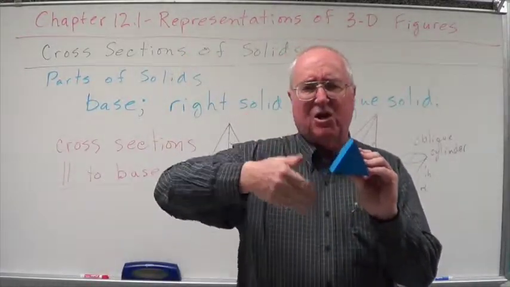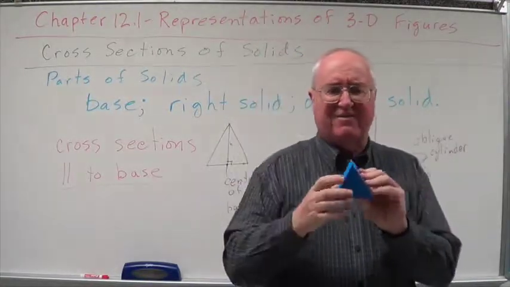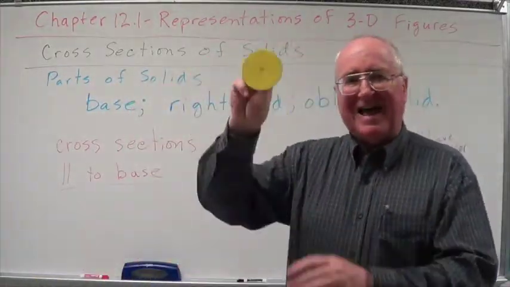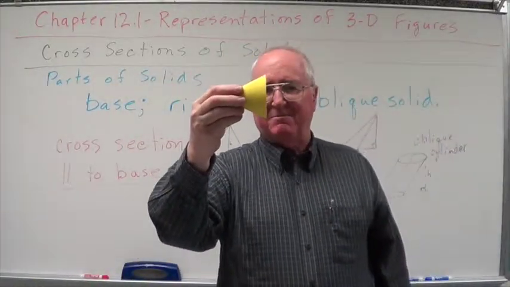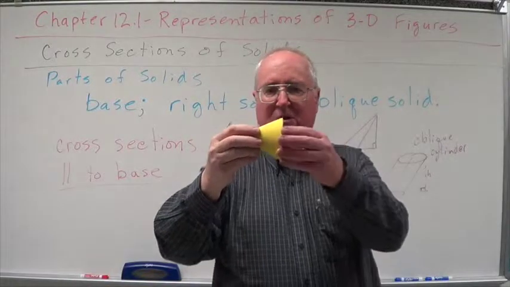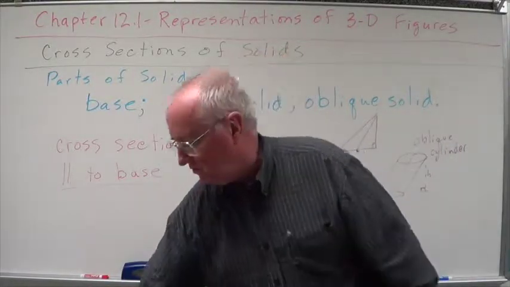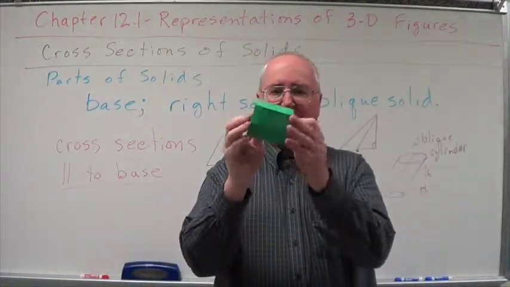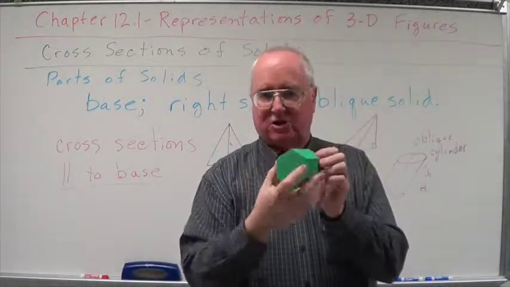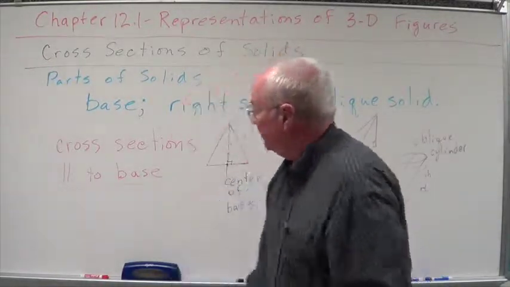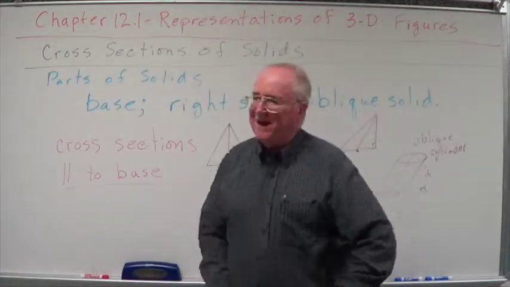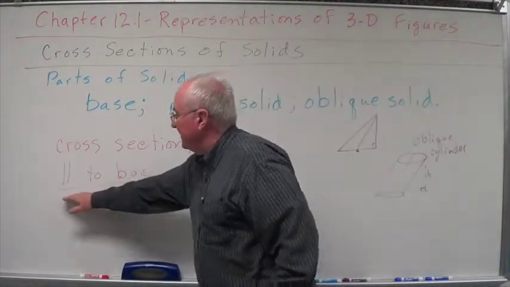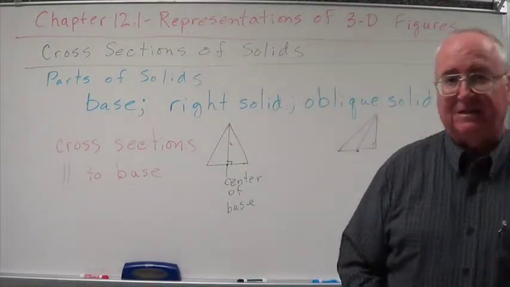It's just like slicing a loaf of bread. Parallel to the end of that loaf, I'm going to get very similar pieces. What happens if I slice parallel to this base on this cone? I ought to get circles. What happens when I slice parallel to the base on this hexagonal prism? I ought to get hexagons, shouldn't I? The same kind. So when we slice or we take a cross section parallel to the base, we're going to get a two-dimensional figure that looks like that base.